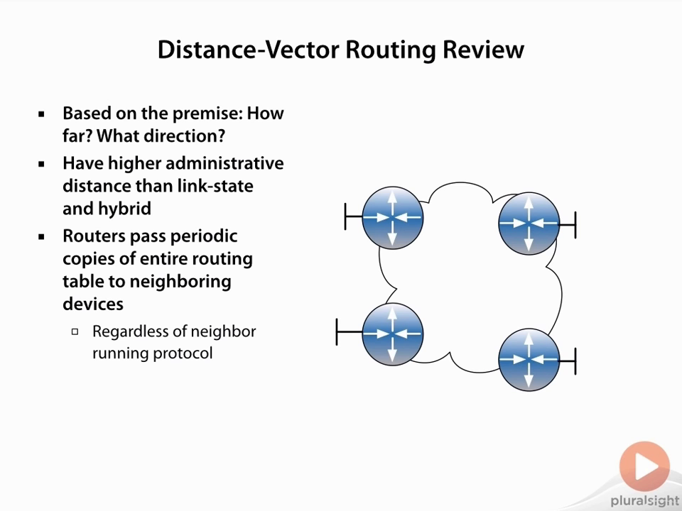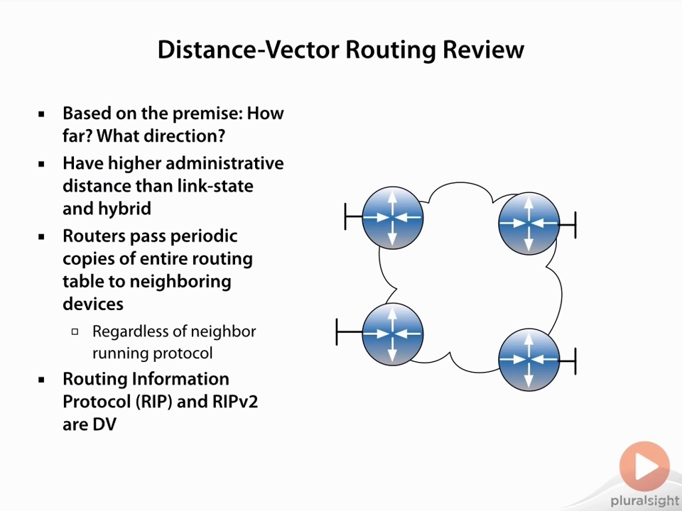So with distance vector routing, our routers are going to pass periodic copies of the entire routing table to their neighboring device. And this is regardless of whether that neighbor is running the routing protocol or not. So every 30 seconds with RIP, we're going to take those routes and pass them right out of our interface. And if there is a neighbor that's running RIP version 2, then it'll go ahead and receive that update and process it into its routing table.